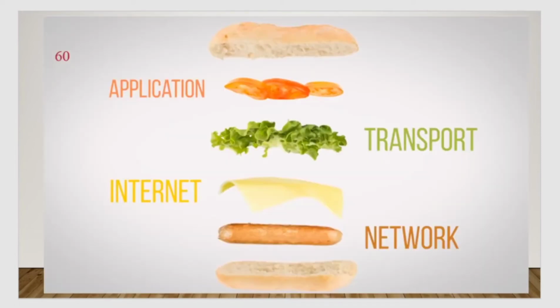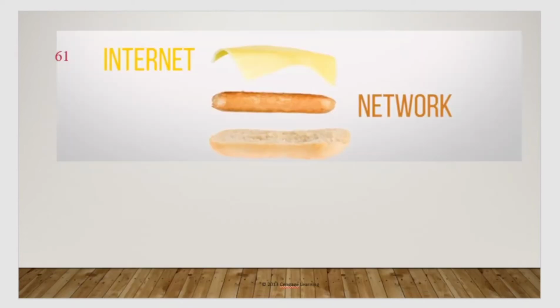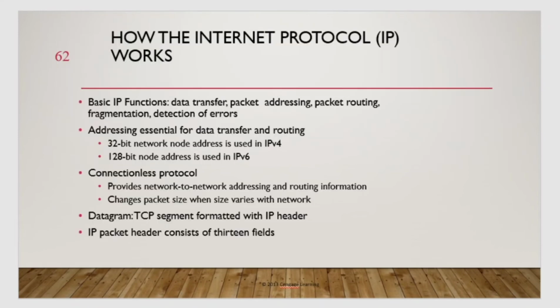Next, let's go back to the Krabby Patty again. So we have already discussed the application layer, the transport layer. We have discussed what is the difference between TCP and UDP. Next is the internet layer. So for the internet layer, dito naman papasok si IP or Internet Protocol.